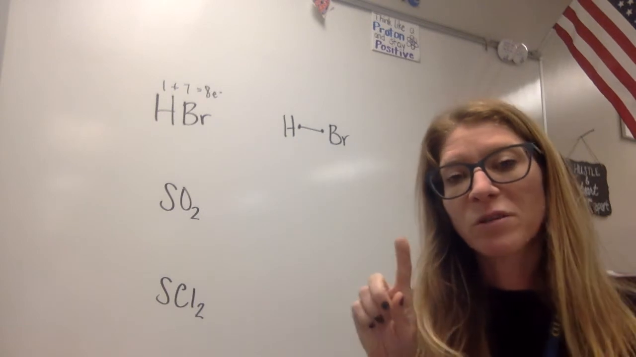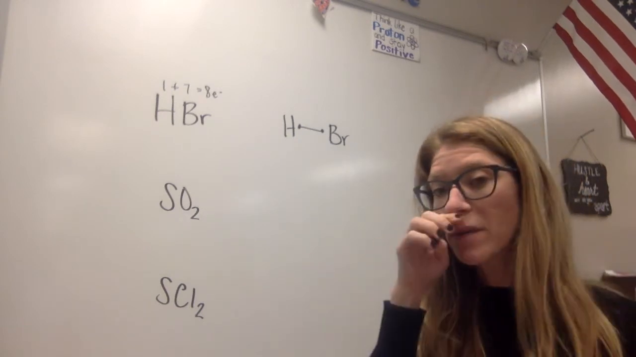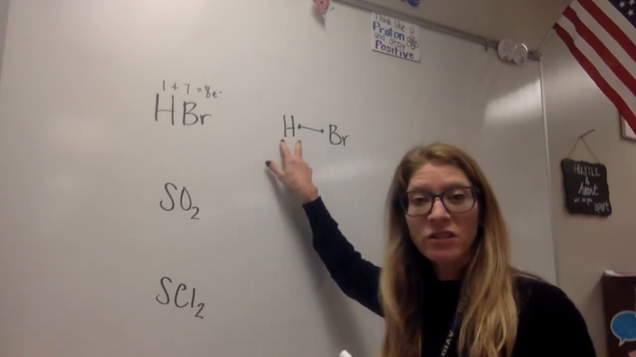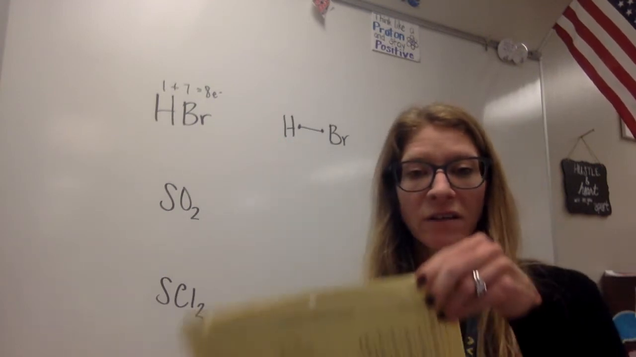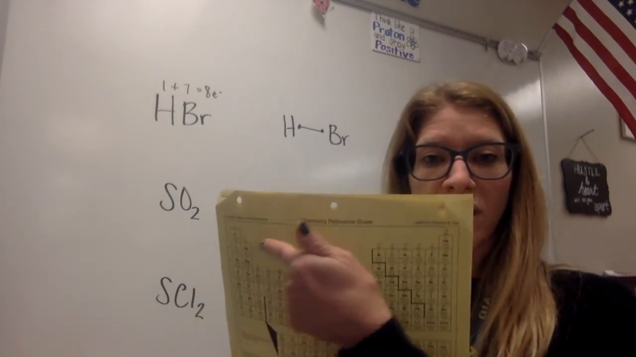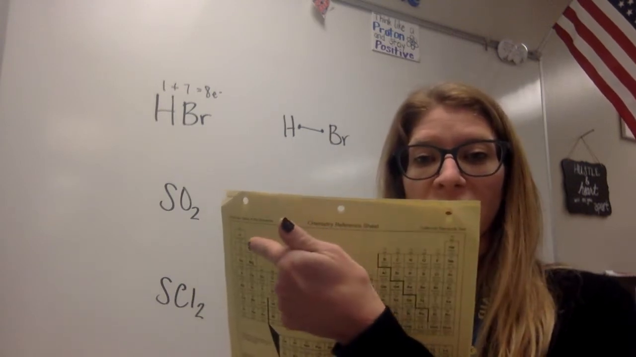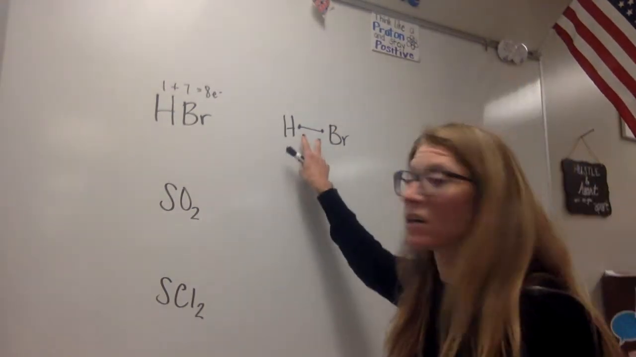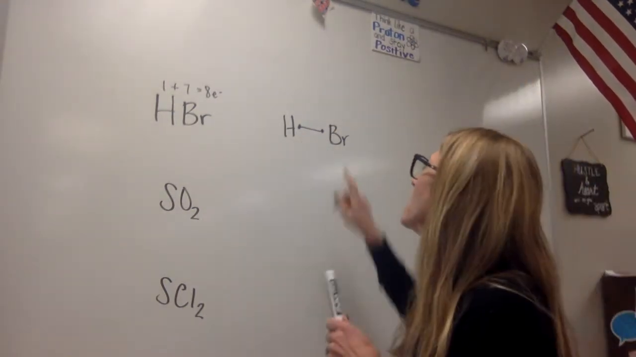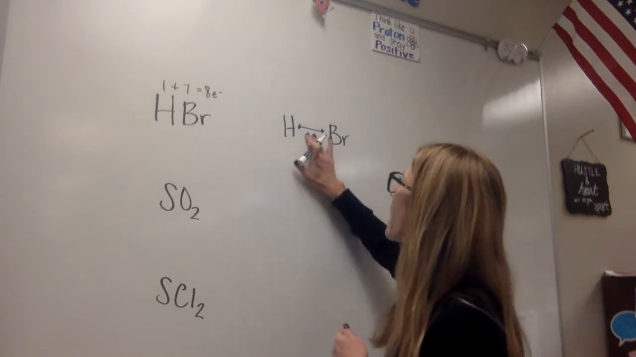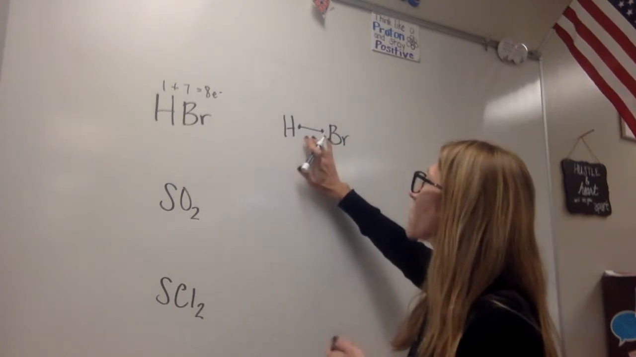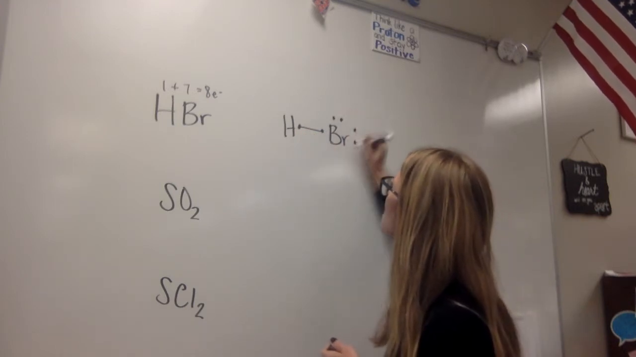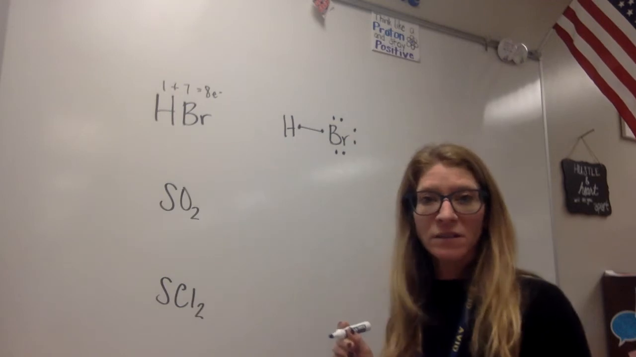The next step is to place electrons around each atom so that each atom has or shares 8 electrons. Hydrogen is our exception. Since hydrogen is in the first energy level on the periodic table, there are only 2 elements in that energy level. So hydrogen can only ever share a single bond. Bromine, we would need to add more electrons, so it would have 8. So here's 2, 3, 4, 5, 6, 7, 8.